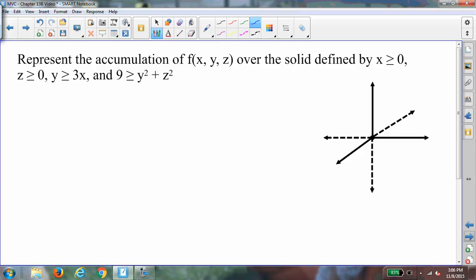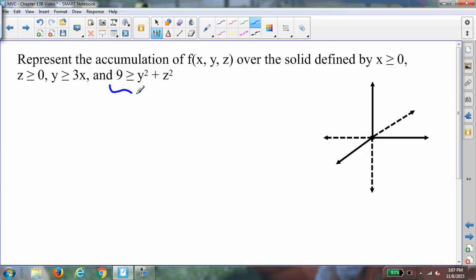Alright, that's enough review of spherical and cylindrical coordinates. So now let's practice actually writing these triple integrals. I'm going to write an integral to integrate f of x, y, z over the solid defined by x greater than 0, z greater than or equal to 0, y greater than or equal to 3x, and y squared plus z squared less than or equal to 9.